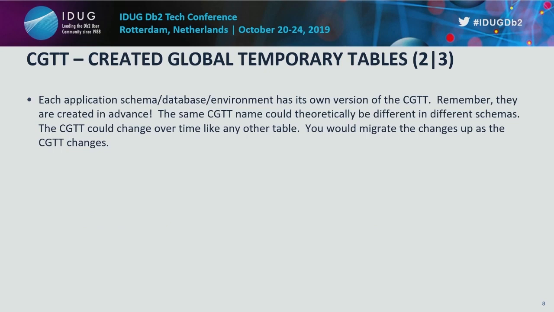So again, each application has its own version of the CGT and the data is private to them. It's defined in advance, and it's kind of like any other table. If you have a created temporary table for your application, as you go up through dev, test, and accept, the structure could change over time. So you may need to be dropping and creating it and have some change control over it. But generally, if it would be the same name, you would assume it's the same layout in dev and test and prod.